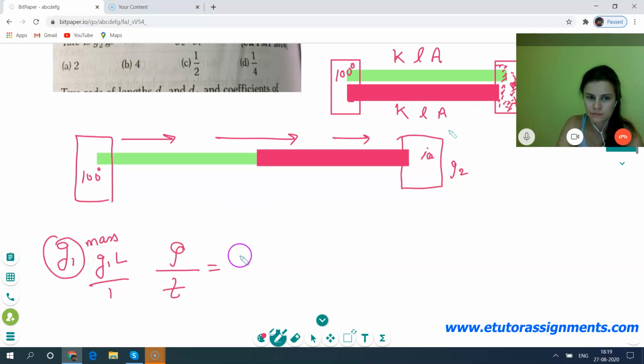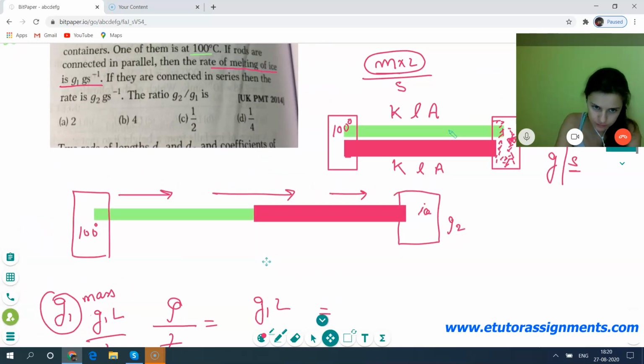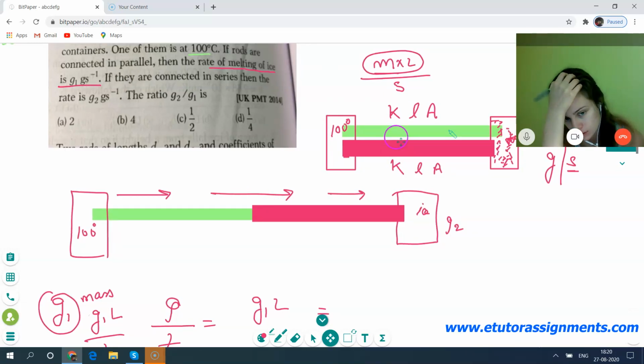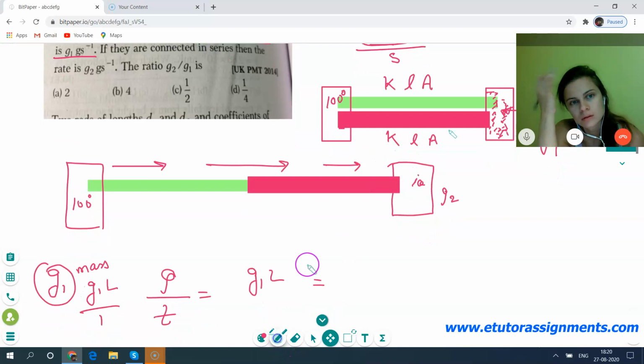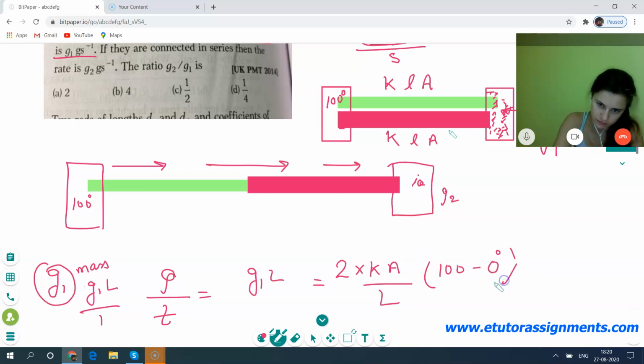So Q by T is equal to G1L by time, which is 1 second. Is equal to how much? Please tell me. In one second, some heat, two rods are there at the same temperature, so they will transfer some amount. It is 2 times KA by L into 100 minus 0 degrees Celsius. Do you agree with me or not?